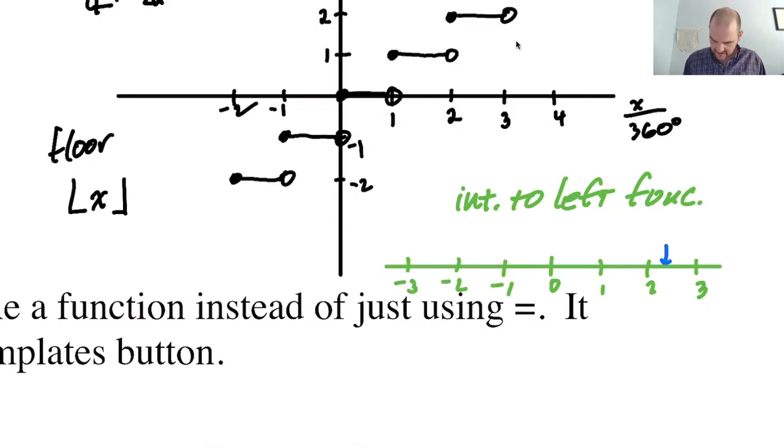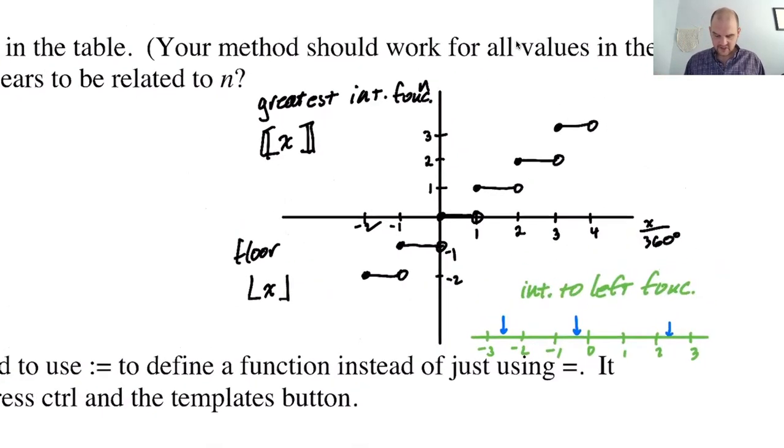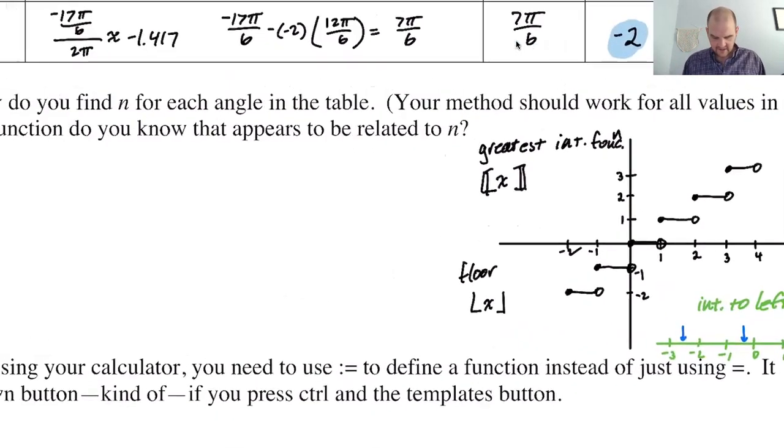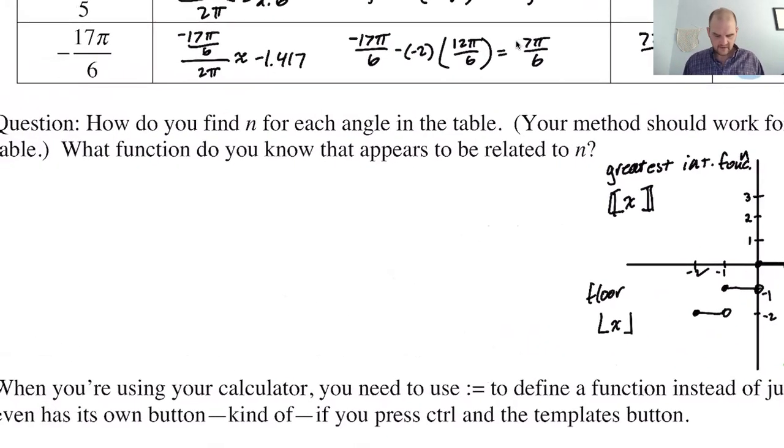If you put -0.3, the integer to the left of that is -1. If you had -2.5, the integer to the left of that is -3. Integer to the left function would have been a great name for this. Not the function. That's not the name they chose, right? So greatest integer function, floor function. The advantage of calling it floor is that the calculator actually has the floor function built in. So let's take a look on the calculator.